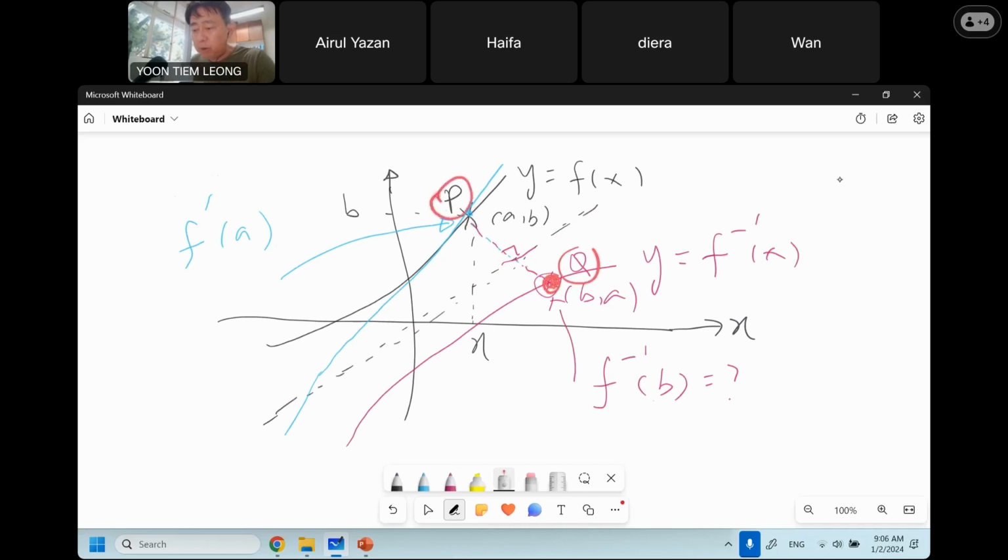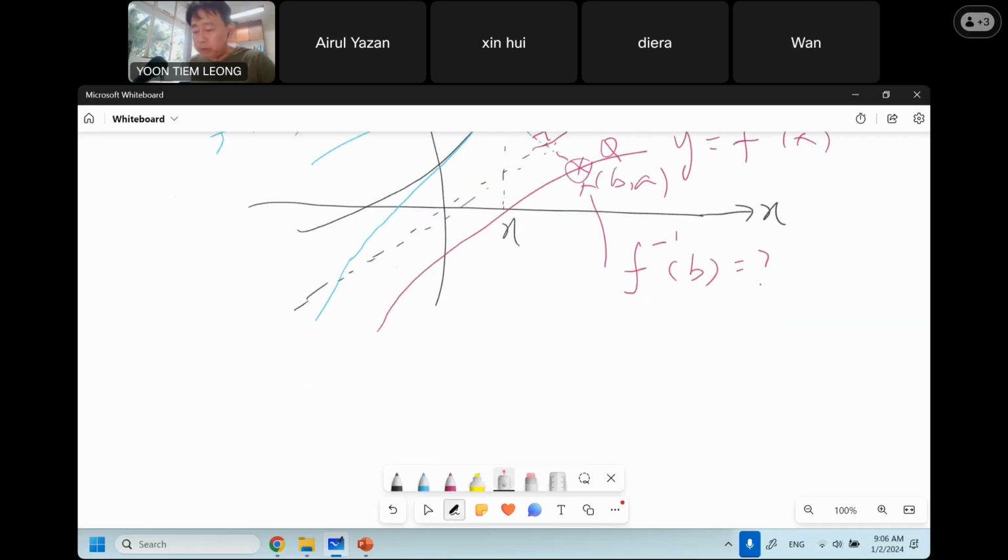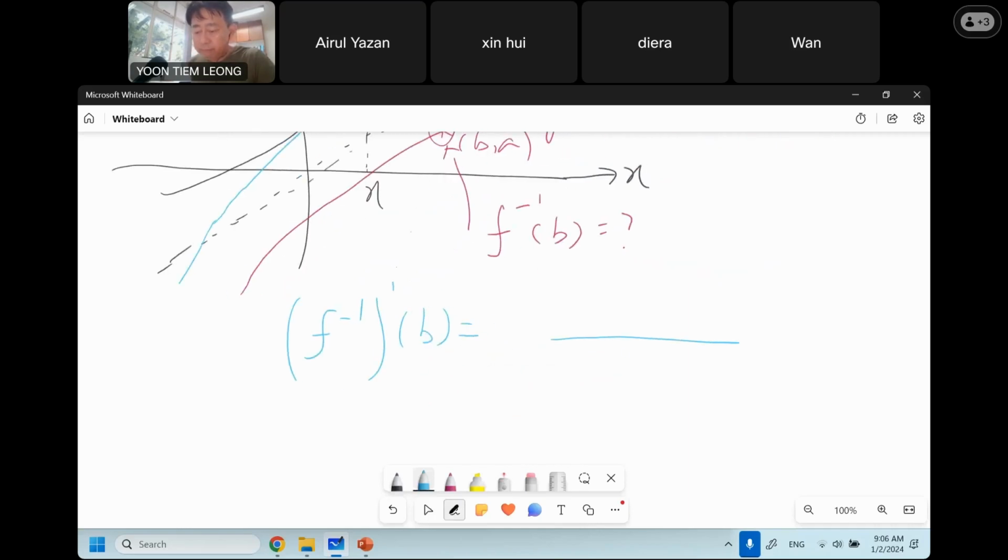In point p, the x coordinate is a. In point q, the x coordinate is b. There is a relationship between the derivative of the function f at a and the derivative of the inverse function at point b. The relationship is given by this. That is, the derivative of the inverse of the function at the point b is simply related to the derivative of the function at the point a by this inverse relationship.